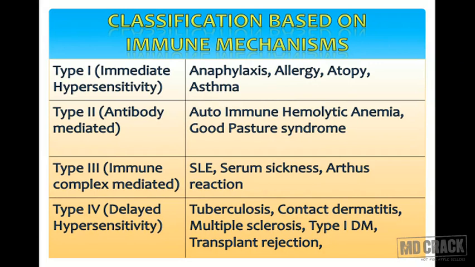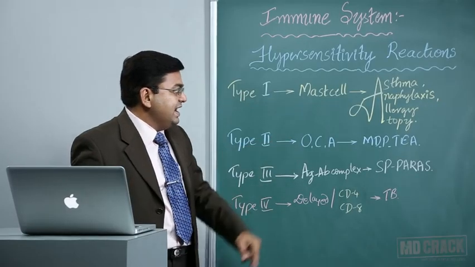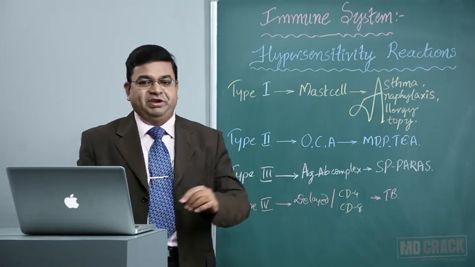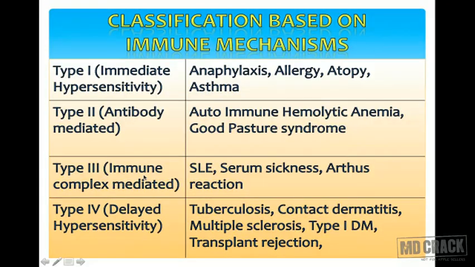There are four types of hypersensitivity reaction. You should also remember the alternate names for them. Type 1 is also called the immediate type of hypersensitivity reaction. Classical examples are the 4 A's: anaphylaxis, asthma, allergy, and atopy. Type 2 is called antibody mediated. Classical examples are autoimmune hemolytic anemias and Goodpasture syndrome. Other examples we will see later.